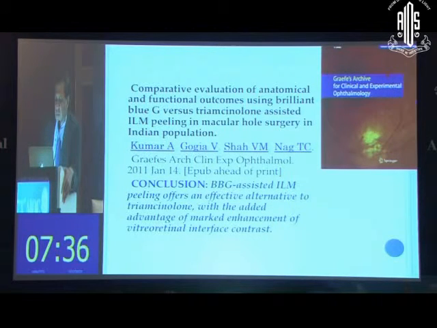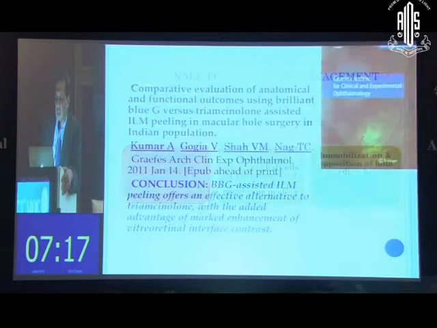This study was also done with me and Varun together, and we did a lot of work. And I feel that this person is doing excellent work. So it just showed that basically ILM peeling with brilliant blue G staining had a marked advantage, with enhanced visualization of the vitreoretinal interface. It's a relatively very non-toxic dye.